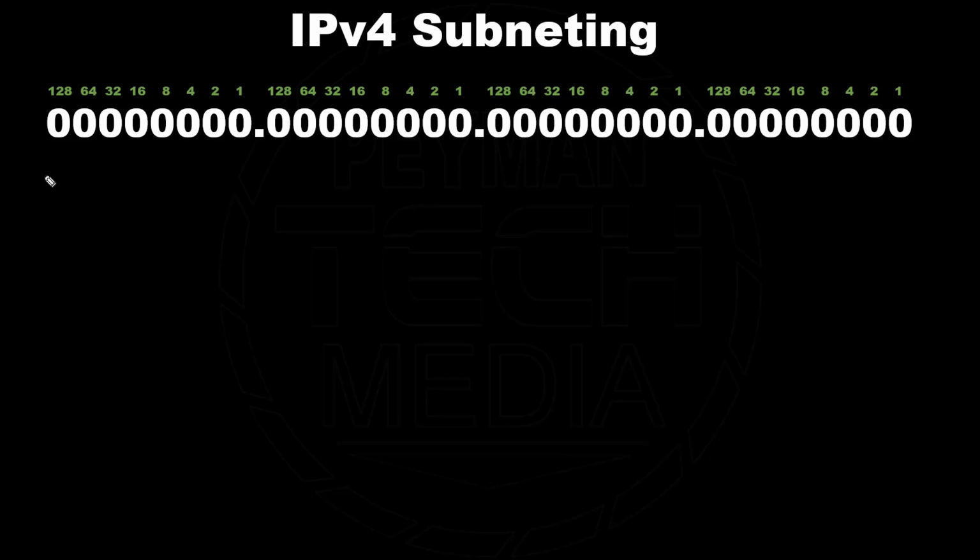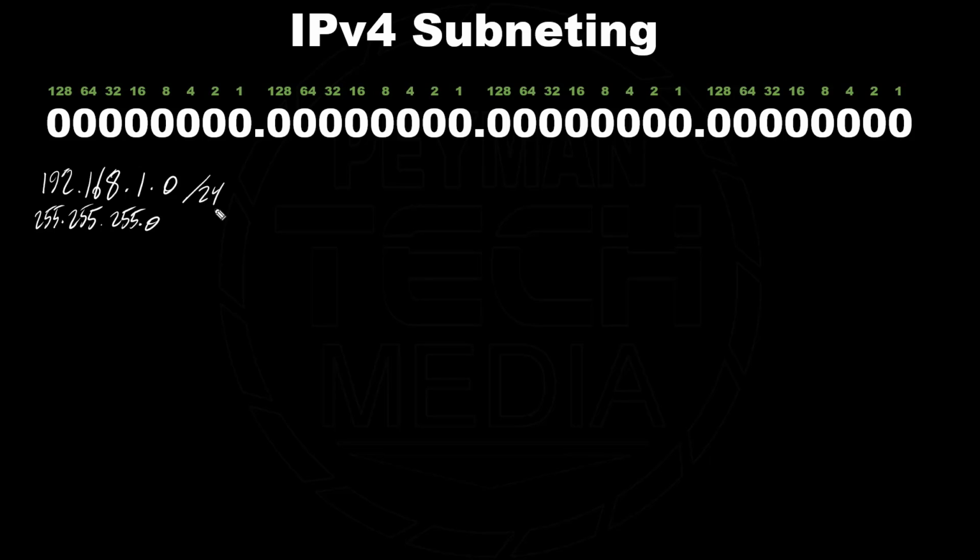Let's say they gave us the network address of 192.168.1.0 network and the default subnet mask, the CIDR notation /24 for class C. 192, that's a class C network. So the default subnet mask, very good, is 255.255.255.0.